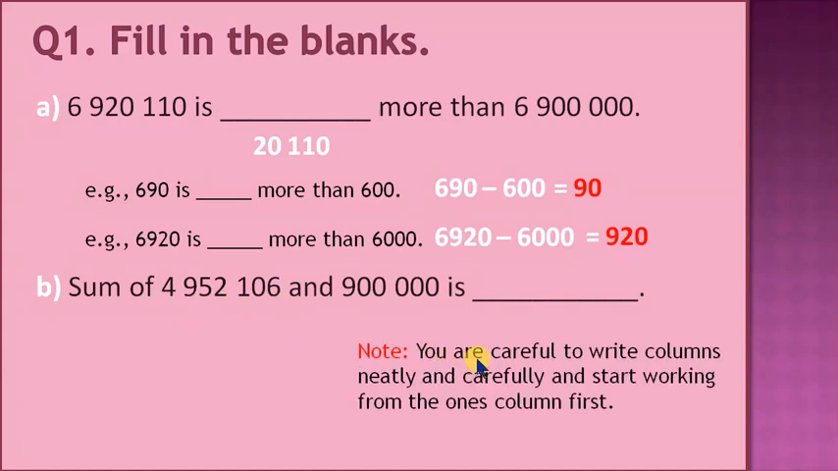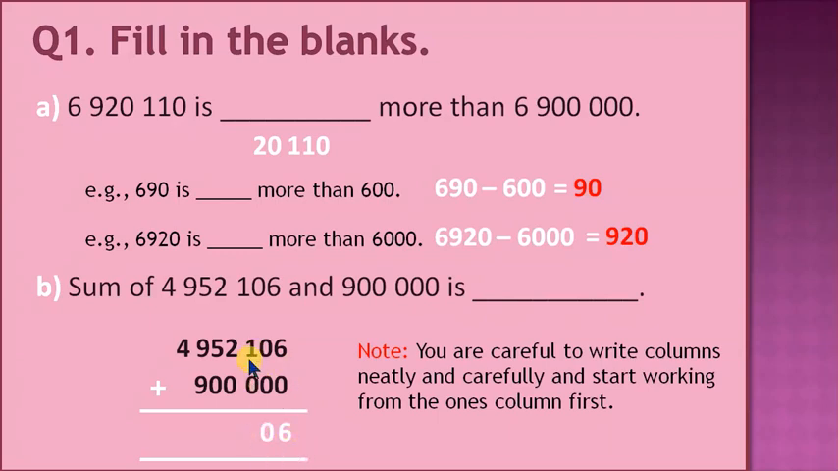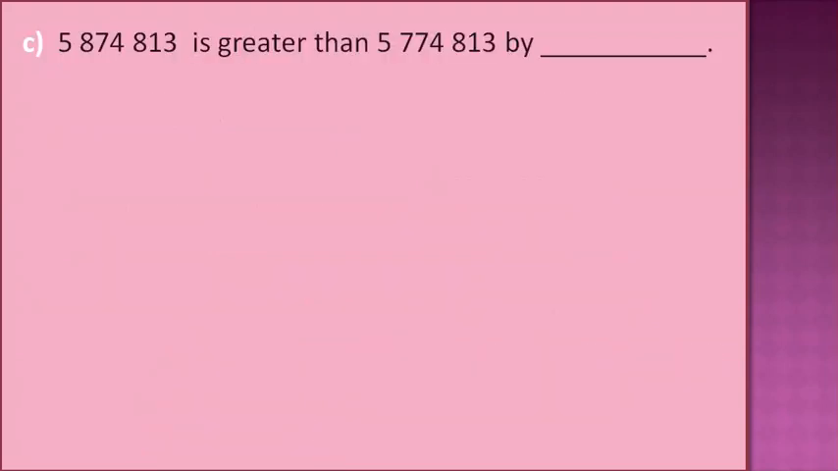Note, be careful to write columns neatly and carefully and start working from the ones column first. This is the rule. First you copy this value, then you copy this value and now add. Very simple. 6, 0, 1, 2 and 0, 2, 5 and 0, 5, 9 and 9, 8, 1, carry 1 and 4, 5. So what is the answer? 5,852,106 is your answer.